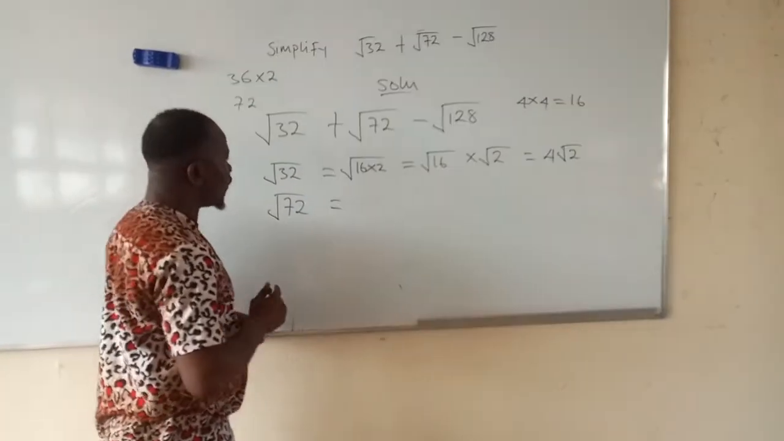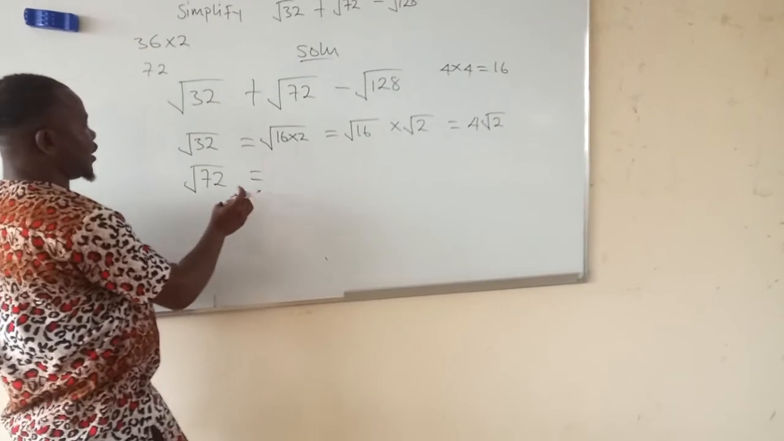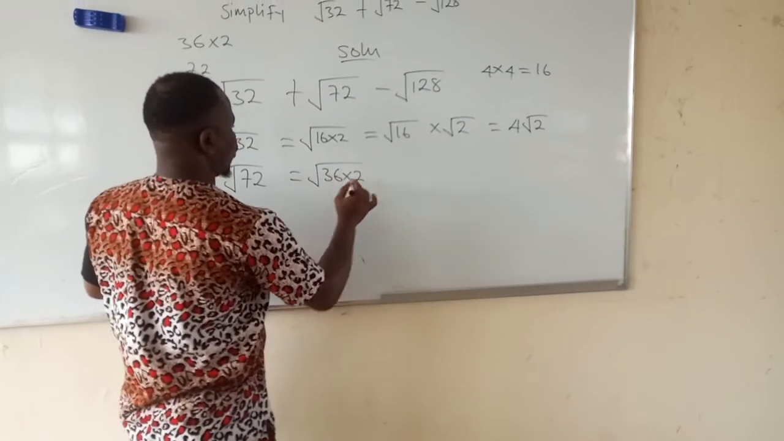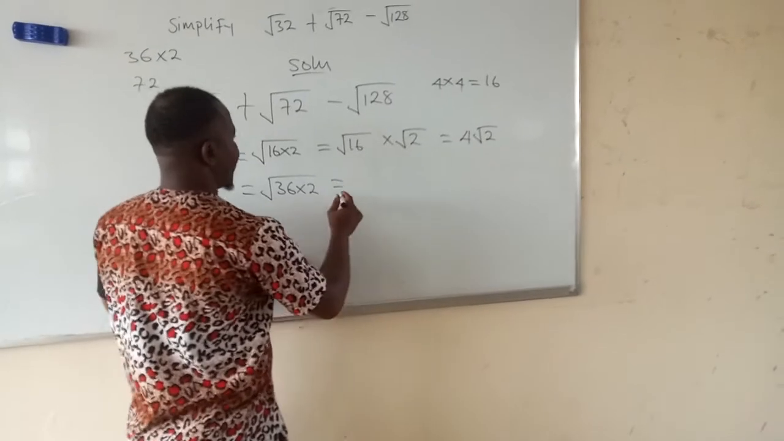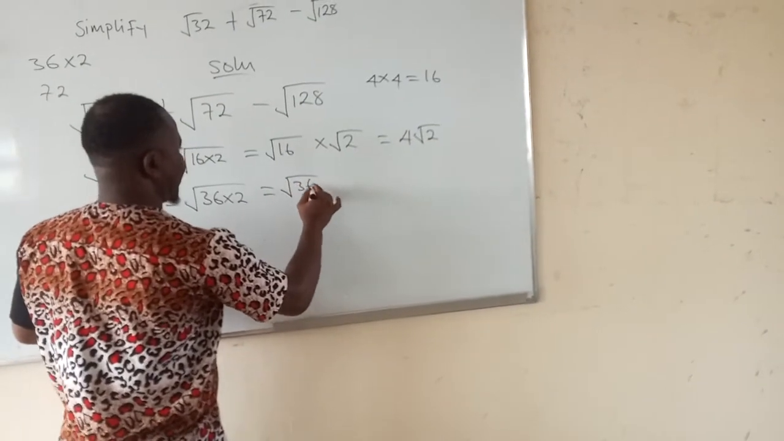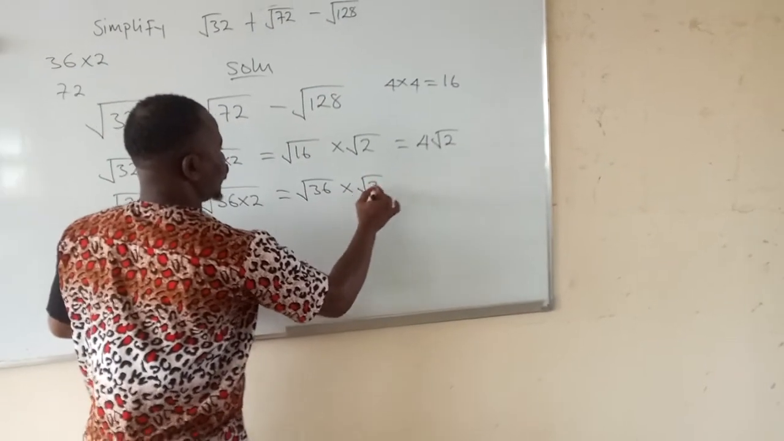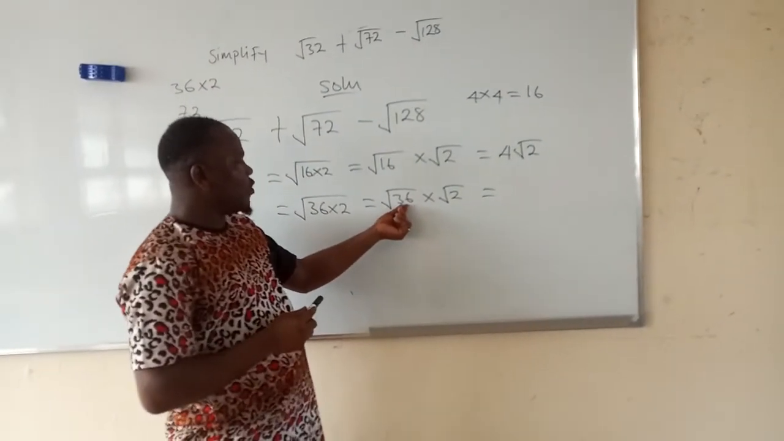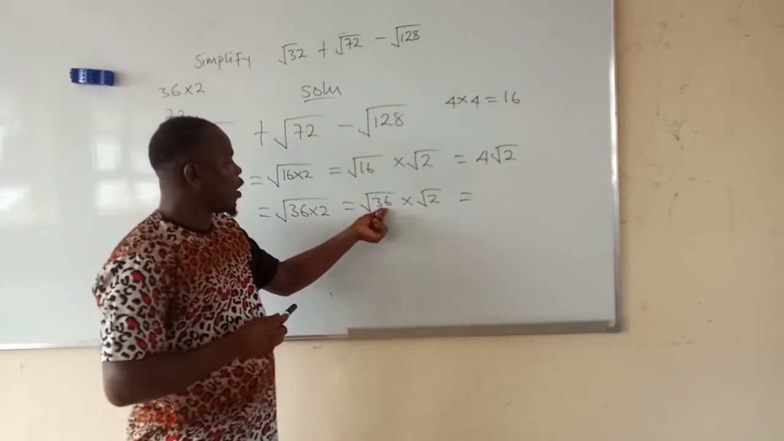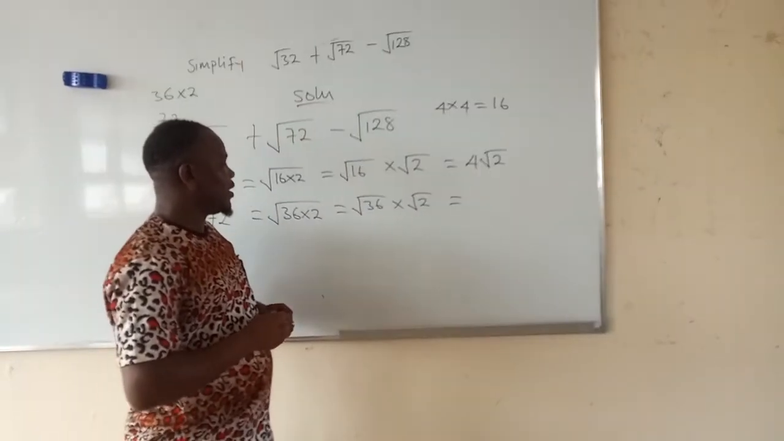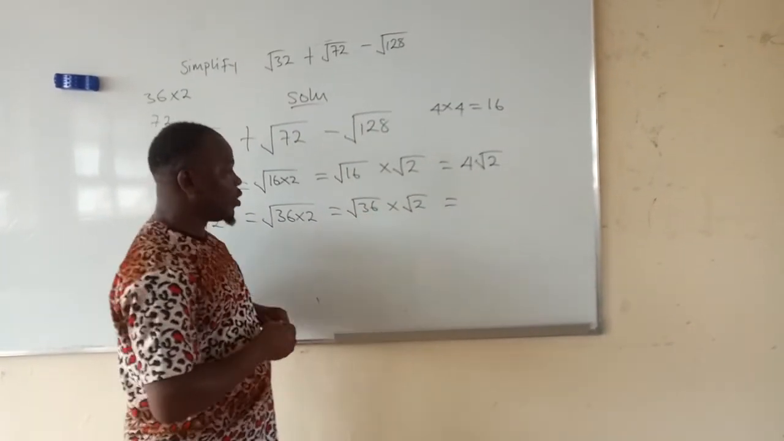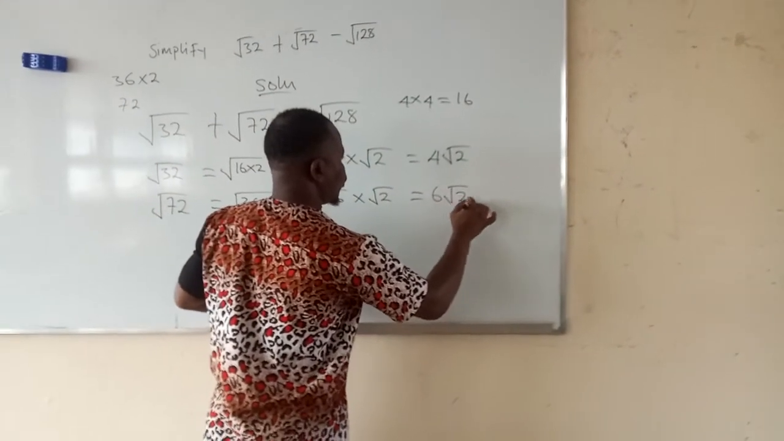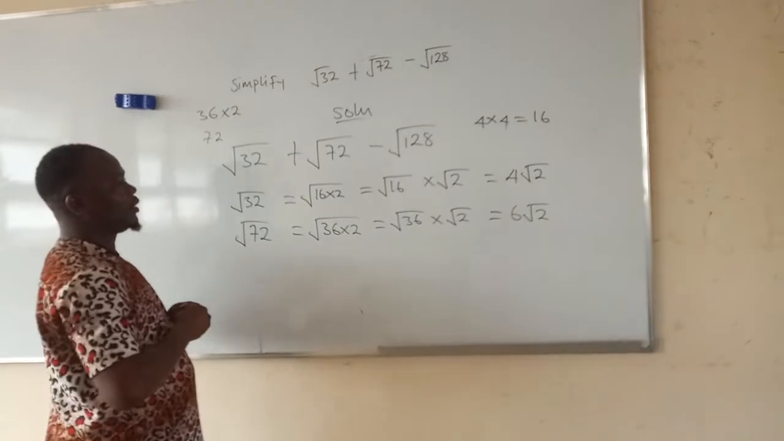So if you agree with me, it implies that this is the same thing as 36 times 2, which is the same thing as square root of 36 times 2. We know very well that square root of 36 will give us 6, true or false? So 6 times square root of 2. Okay.